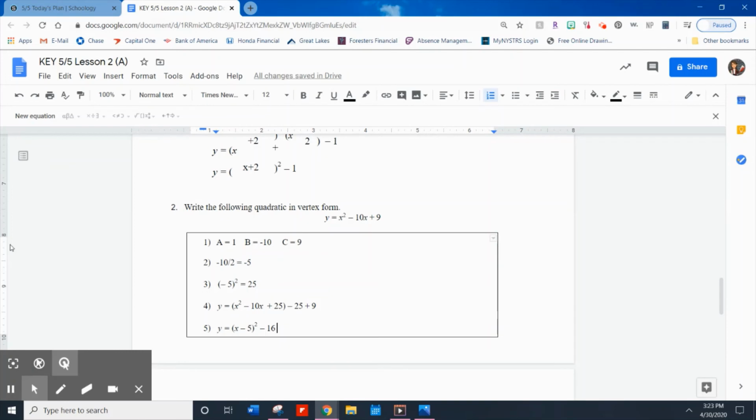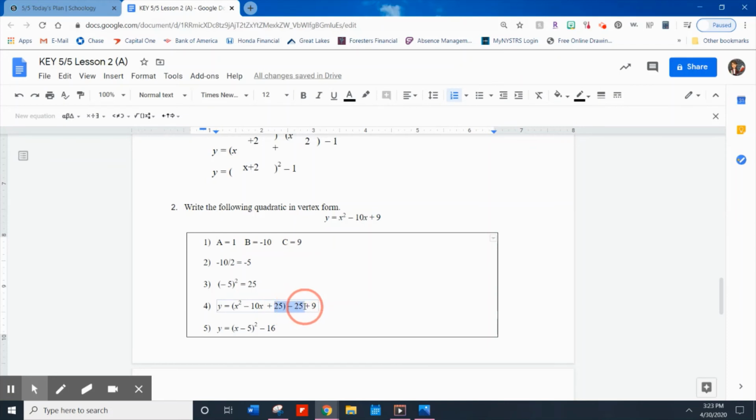All right, so I'm going to walk you through my work. My first step, I identified A, B, and C. My second step, I took my B term and divided it by 2 and got -5. My third step, I squared what I got. So -5 squared gives me a positive 25. It should always be positive when you square it, when you complete the square. And then I plugged it in. So I added 25 to my equation and I subtracted 25 to my equation.